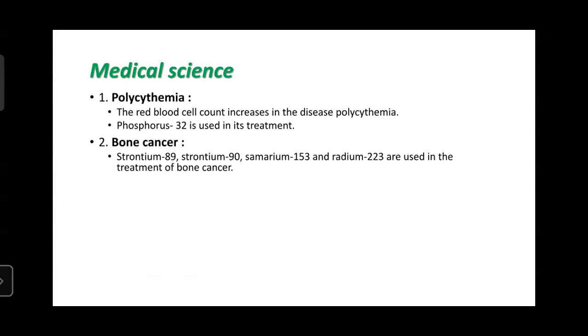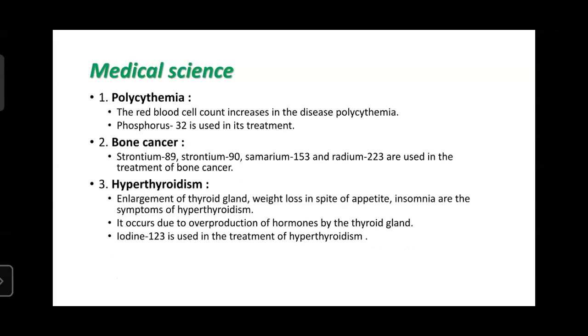Next, bone cancer: strontium-89, strontium-90, samarium-153 and radium-223 are used in the treatment of bone cancer. Next, hyperthyroidism, a common disease. Enlargement of the thyroid gland, weight loss in spite of appetite, and insomnia are some symptoms of hyperthyroidism. It occurs due to overproduction of hormones by the thyroid gland. Here, iodine-123 is used for its treatment.